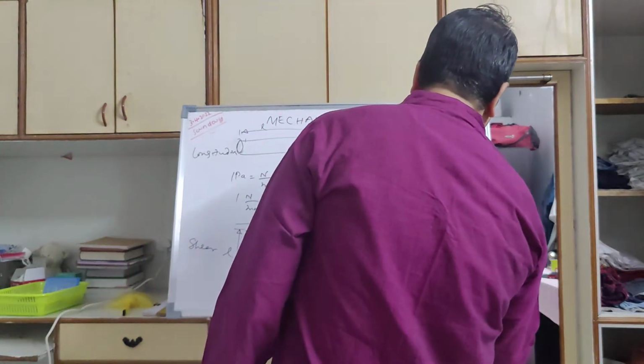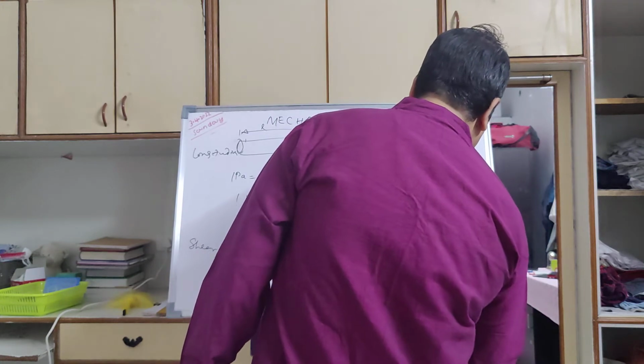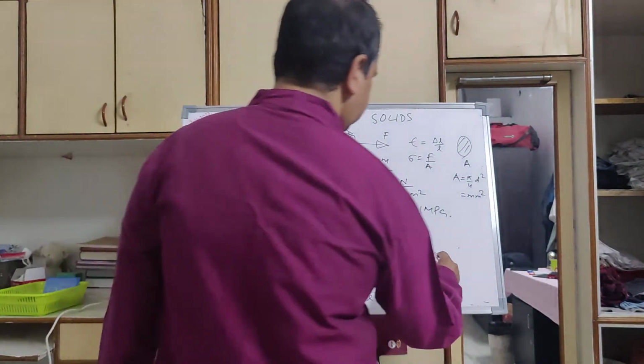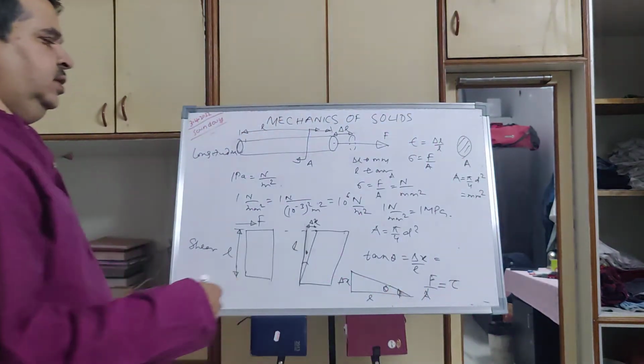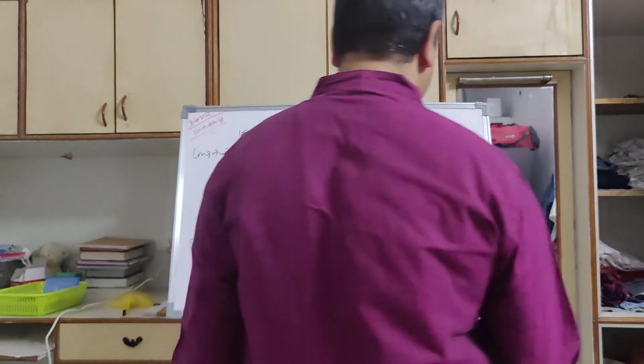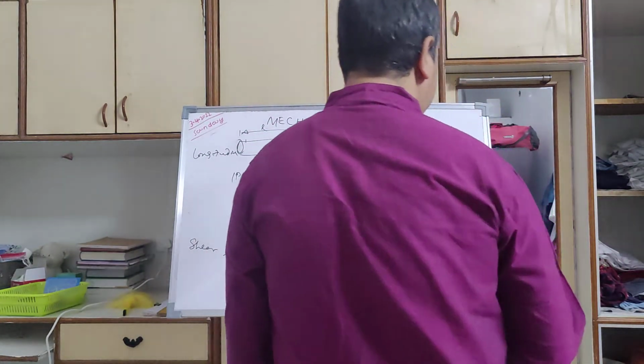And what is the shear stress here? It is the force acting on an area A, which is otherwise written as tau. And the shear strain, theta, will be very small. This is the shear strain.